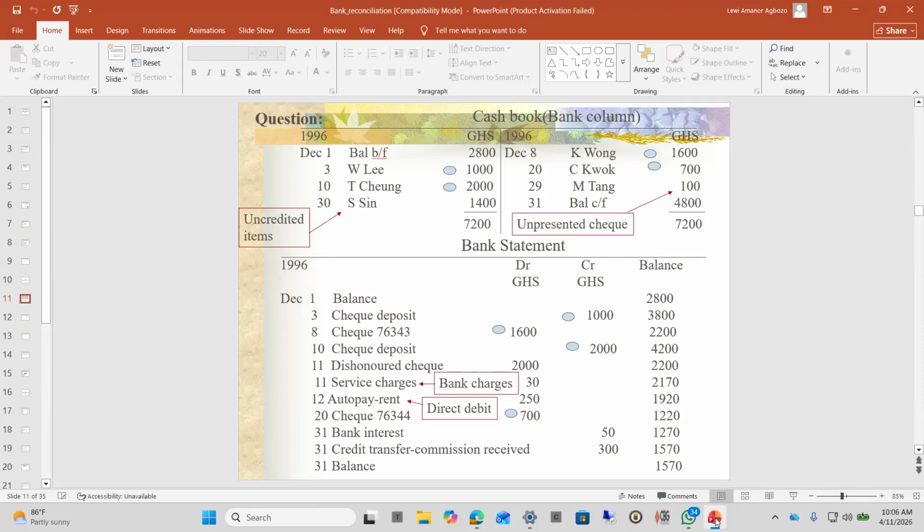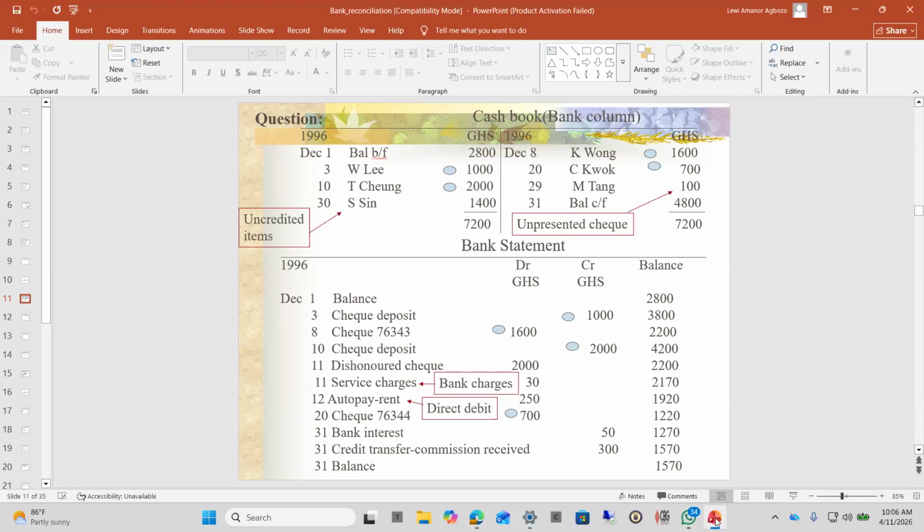And on 31st December, the balance carry forward is 4,800. Sorry? Yes, 4,800. Okay.